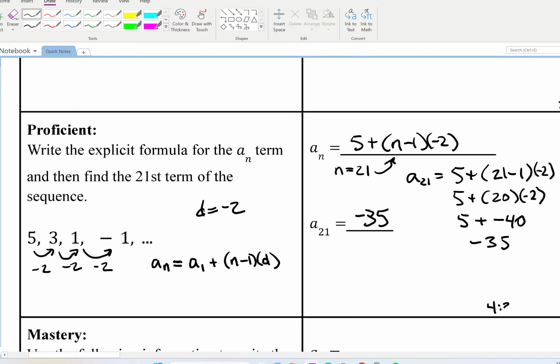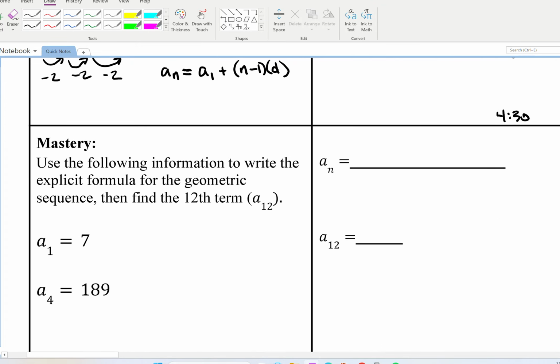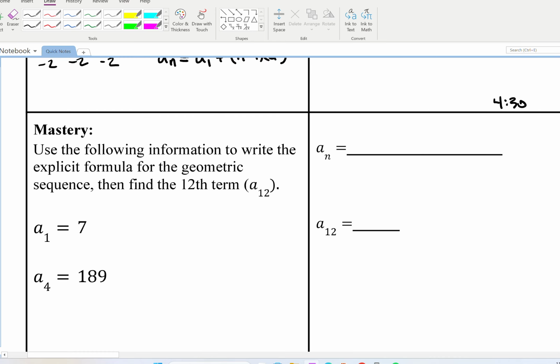All right. So on this next one, it says use the following information to write the explicit formula for the geometric sequence. Here, the generalized formula for a geometric sequence is the first term, a sub 1, times the common ratio raised to the power n minus 1.